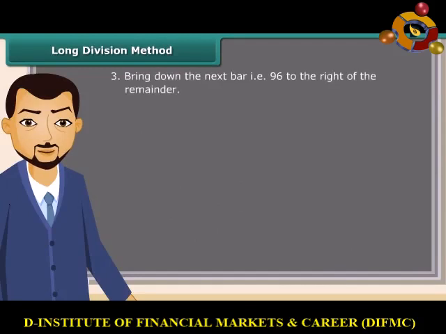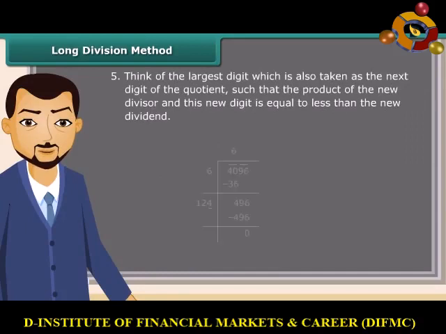After that, bring down the next bar, that is 96, to the right of the remainder. Now double the divisor. Next, think of the largest digit, which is also taken as the next digit of the quotient, such that the product of the new divisor and this new digit is equal to or less than the new dividend. Here we have 124 multiplied by 4 equal to 496. Since the remainder is 0, the square root of 4096 is 64.